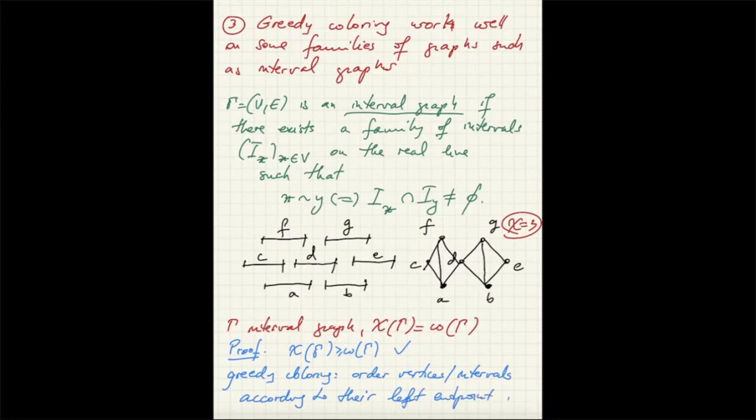And it turns out when you do that, you can get the coloring chi of gamma is at most omega of gamma. So this requires a proof, which I won't do here, but just look here, the ordering that you will do would be something of the form C, F, A, D, G, B, E. So if you use this ordering, you will get a coloring with omega gamma colors.